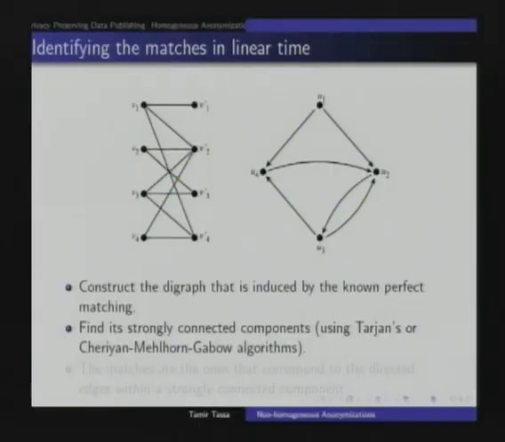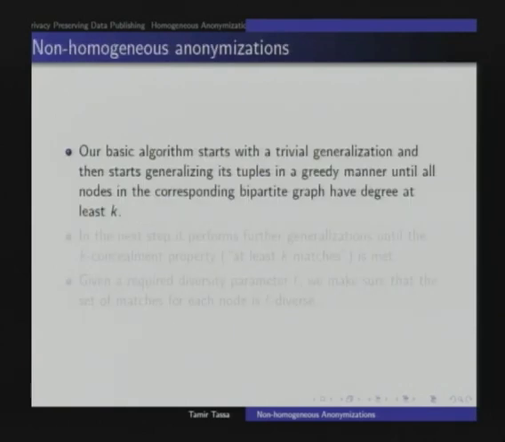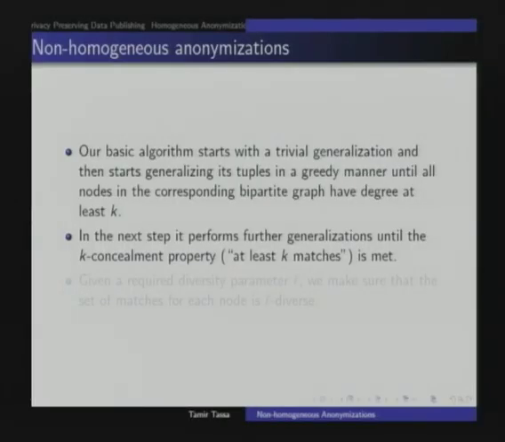Okay, here I describe the algorithm, but again, due to the short time, I will skip this description. And so our basic algorithm starts with a trivial generalization, and then it starts generalizing the tuples in the table in a greedy manner until all the nodes in the corresponding bipartite graph have degree of at least k. And then in the next step, we perform further generalizations until the k-concealment property is met, namely until each node has at least k matches adjacent to it.